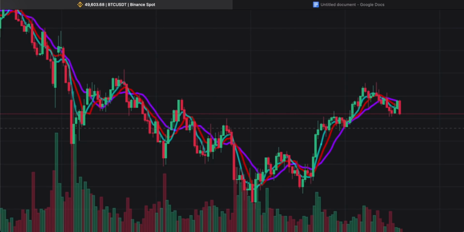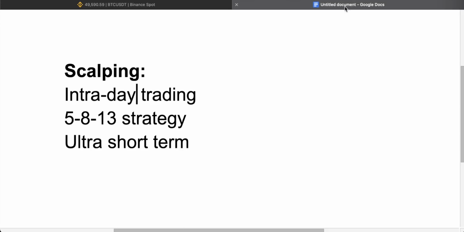There are other technicals that you can use. You can use stochastic oscillators, even Bollinger Bands. I won't get into that though. This is a very simple one, but just to show you what scalping is.